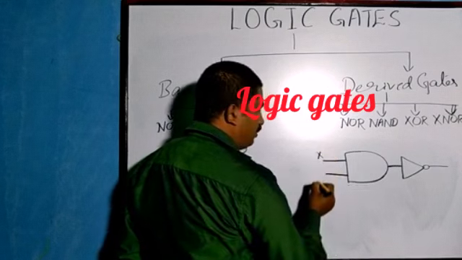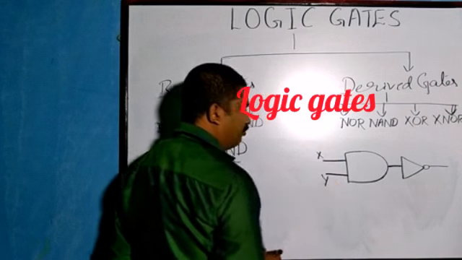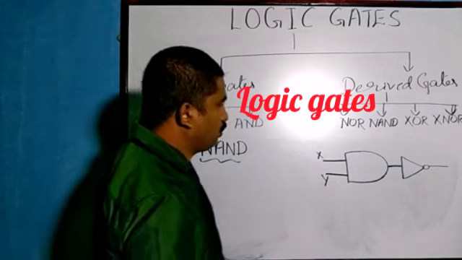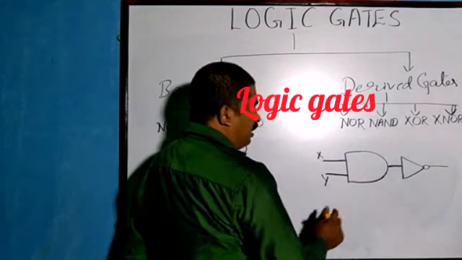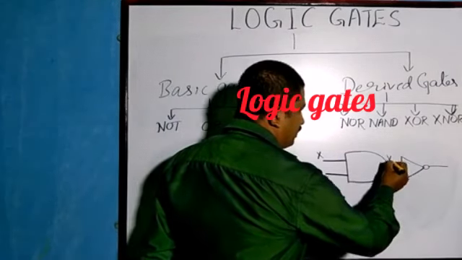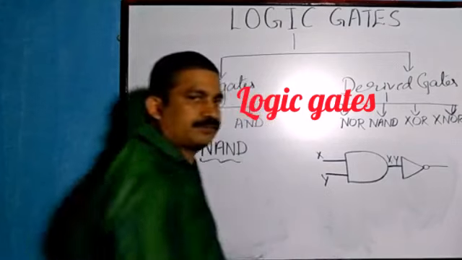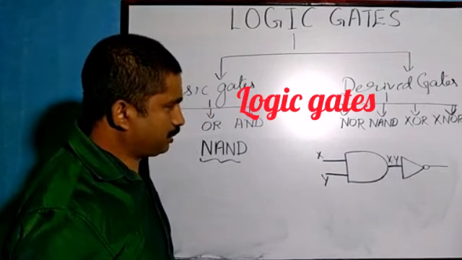So let us have 2 inputs, X, Y. What is the output of AND gate? That is X into Y. Okay, it is in the form of product.